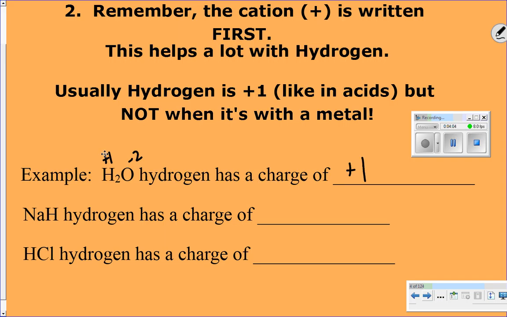In the case of sodium hydride, sodium has a very low electronegativity, so it actually loses its electrons to hydrogen. So this is a case where hydrogen has a charge of -1.